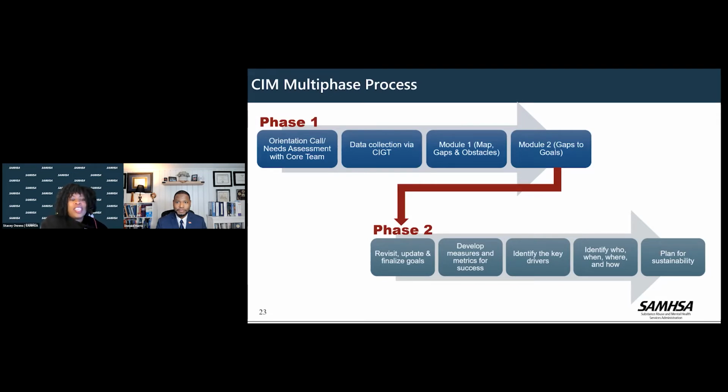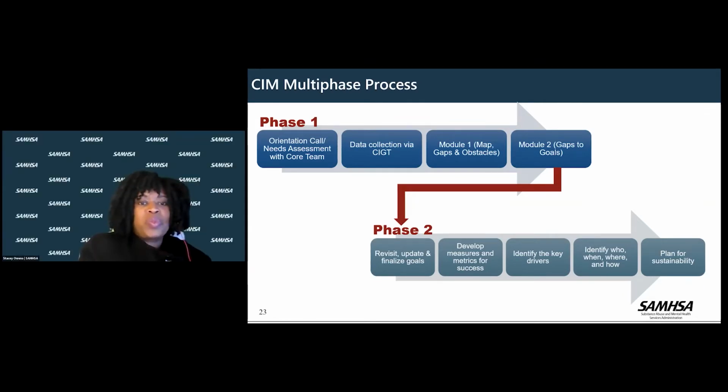So in terms of the crisis intercept map phase process, in phase 1, we give an orientation call and assess the needs of the new teams. And then we assist with the data collection process, transitioning over to an interfacing module 1 and module 2, where we assess for gaps and obstacles, and then transition into looking at goals to address those.